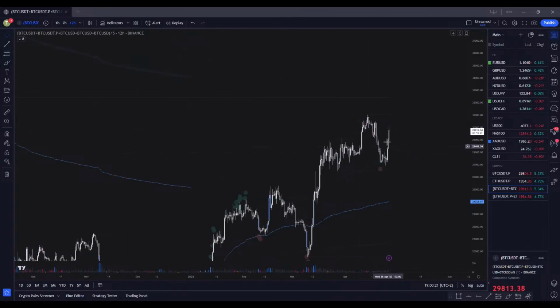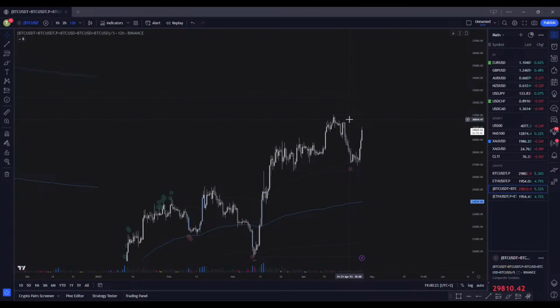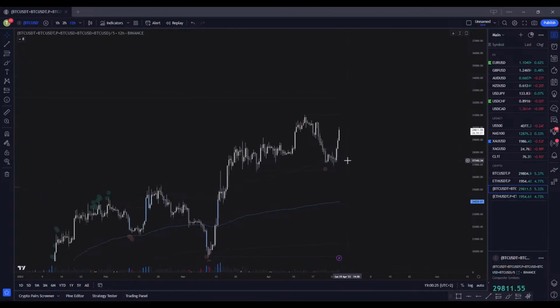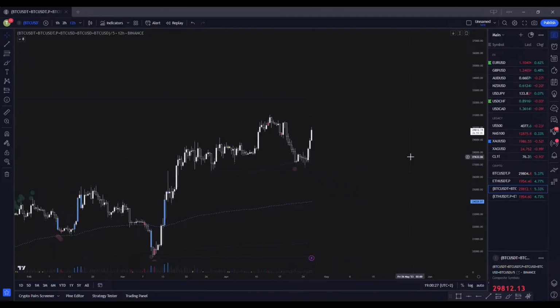I didn't take any part in that, but from the last time I mentioned that this 27k area, this is the 12-hour chart with this swing point. This is that +1 standard deviation of the yearly VWAP. I was expecting this to hold as support, which it did eventually, and push to the upside from that.